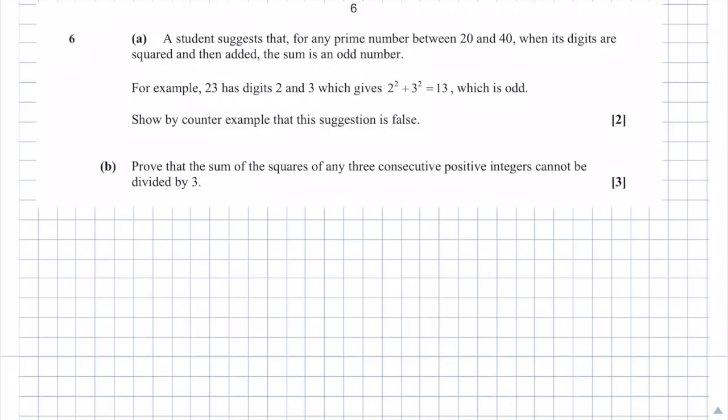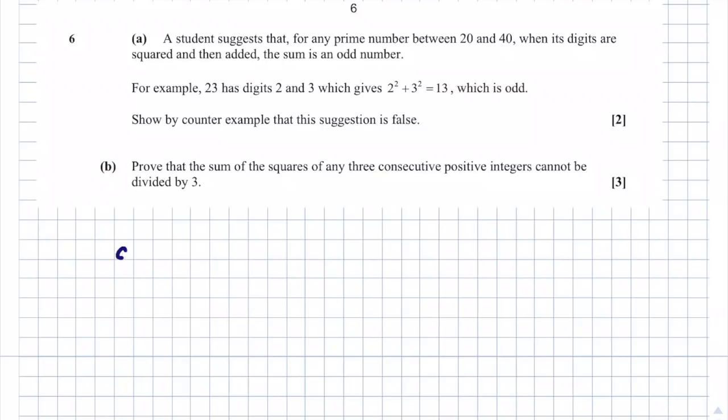Question 6, part A says a student suggests that for any prime number between 20 and 40, when its digits are squared and then added, the sum is an odd number. For example, 23 has digits 2 and 3, which gives 2 squared plus 3 squared, which equals 13, which is odd. Show by counterexample that this suggestion is false.